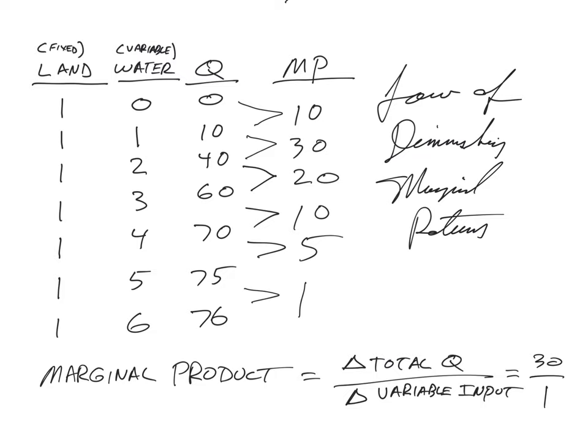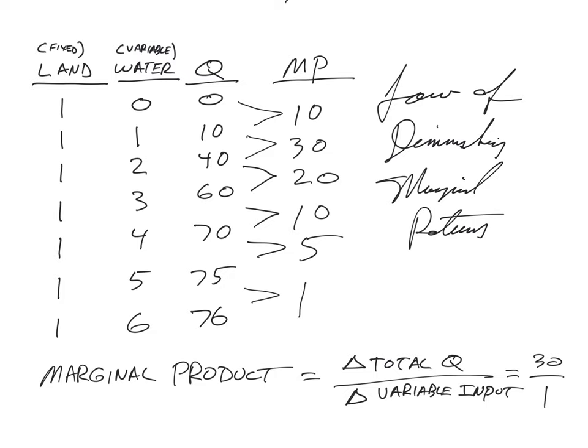10 workers, 20 workers, 30 workers, 40 workers. Okay, that 40th worker isn't going to add very much output. Why? Because they're running into each other. The fixed input becomes saturated with the variable input. There's just too much variable input. There's not enough fixed input to work with. So you just overload. You're overloading the fixed input with the variable input.